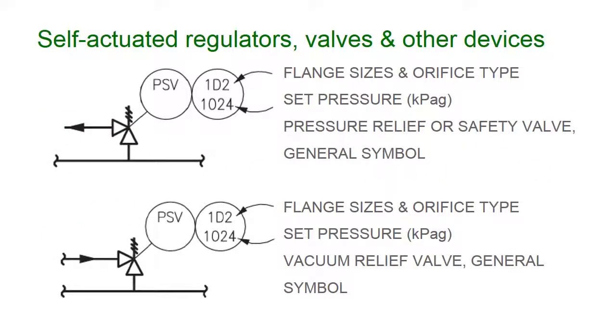Flange sizes and orifice type. Set pressure, kilopascal gauge. Pressure relief or safety valve, general symbol. Flange sizes and orifice type. Set pressure, kilopascal gauge. Vacuum and relief valve, general symbol.